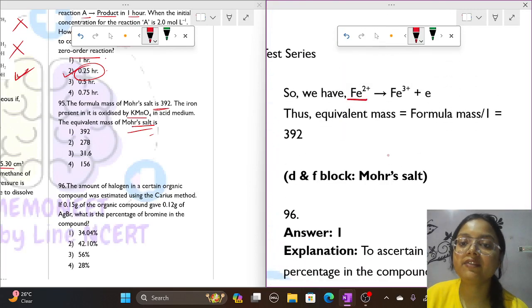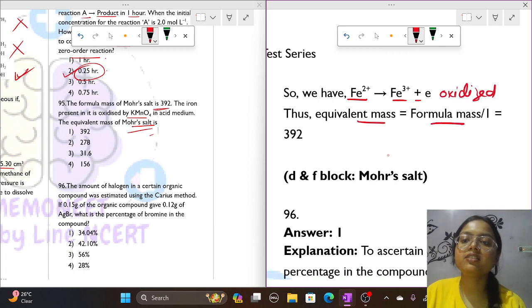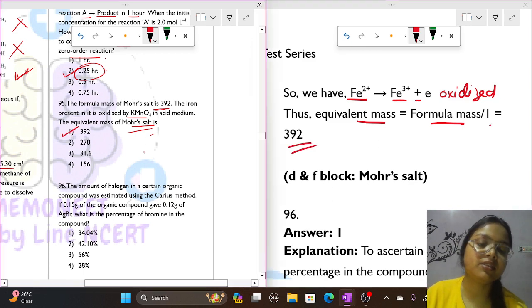So we have Fe+2, it is oxidized to Fe+3, okay, it is oxidized here. Thus equivalent mass is formula mass by 1, which is 392. 392 is the correct answer. Okay.